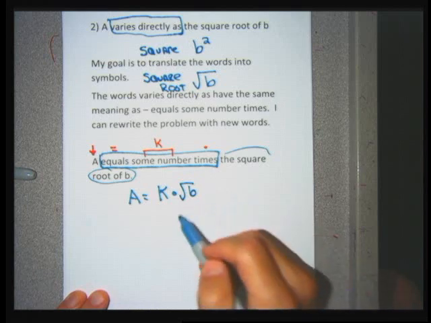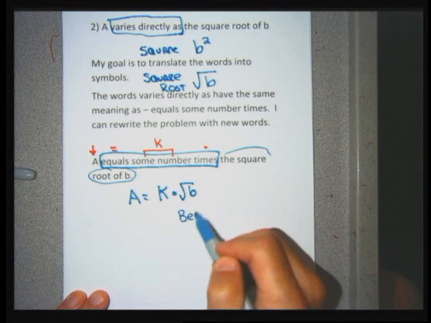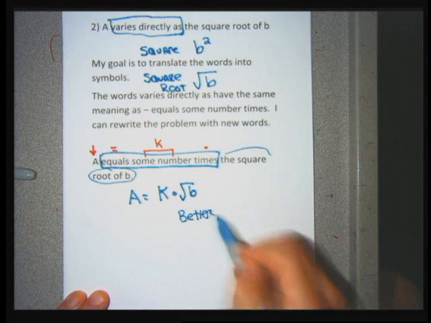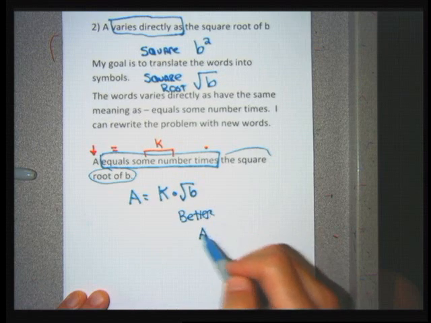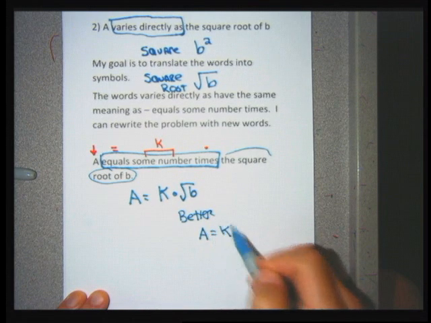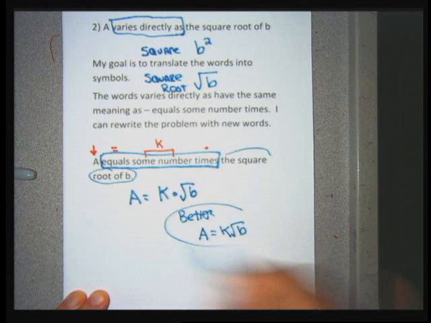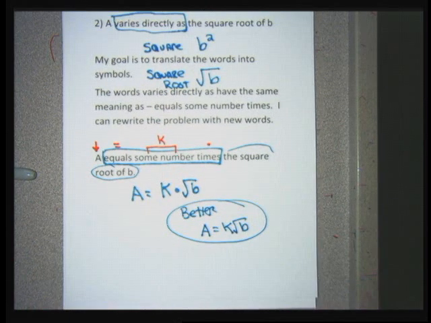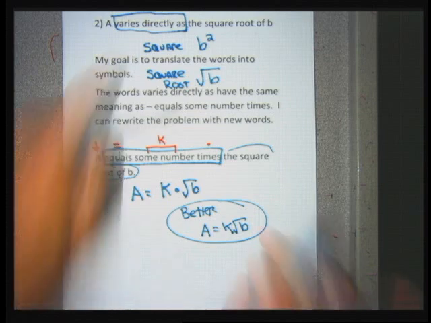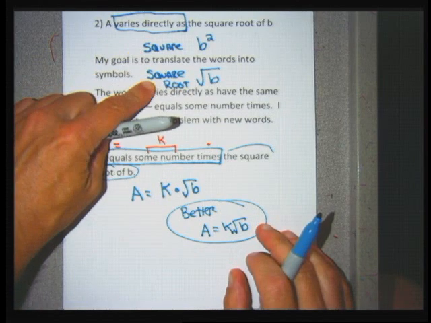Just like in the last problem, a better answer wouldn't have the times sign between the k and the square root of b, because the times would be implied anyways. So that would be the best answer for this particular problem. So square means exponent, square root means radical.